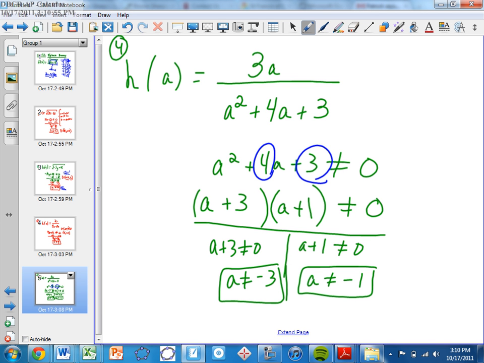Take a negative 3, plug it in. It will not work. You will get a 0. Take a negative 1, plug it in the denominator. You will get a 0. We can't have 0. So these are our exclusions to our domain.